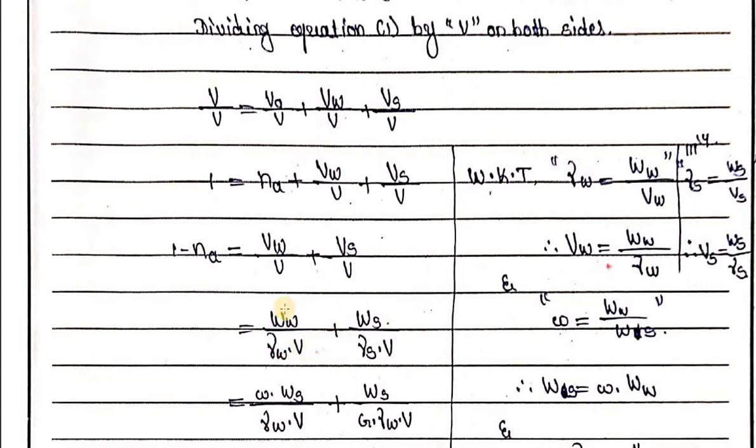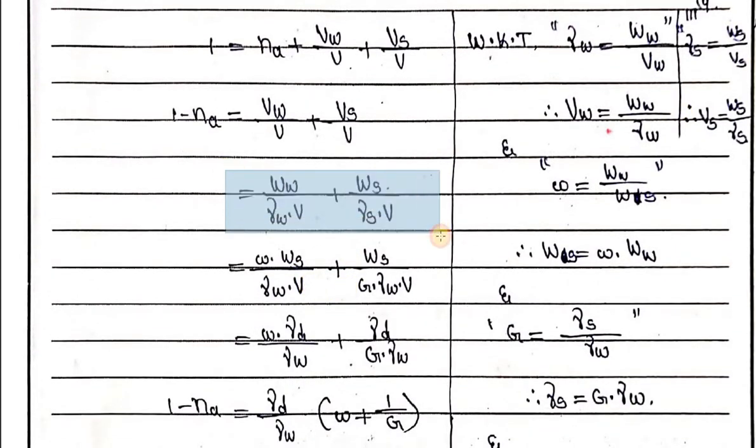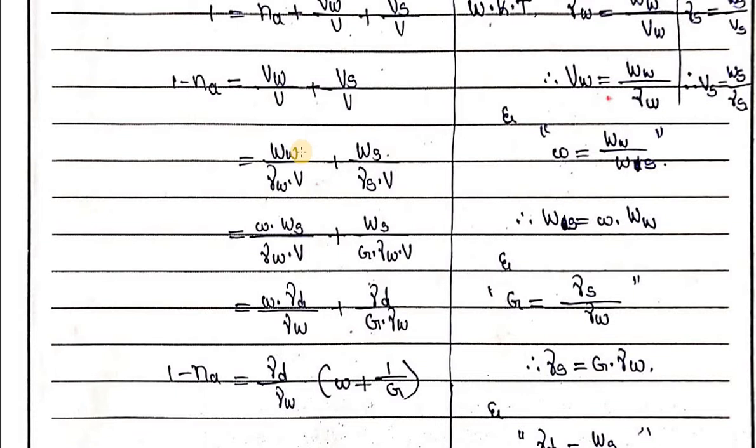Similarly, in place of volume of soil solids, I am going to keep Ws divided by γs. How I have taken it is given over here; you can just go through it. Finally I have arrived at this particular equation. One very interesting thing you can observe here is weight of water is equal to small w, that is water content, into weight of soil solids.